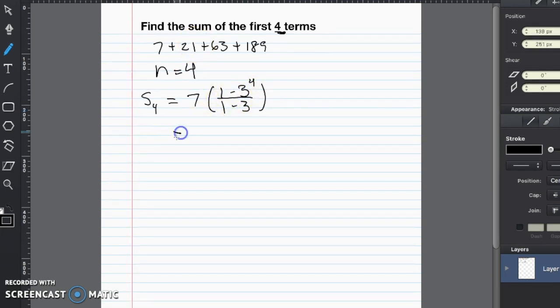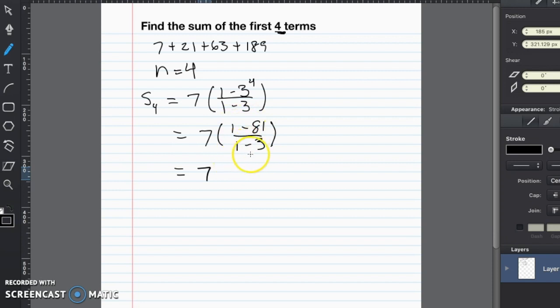Again, order of operations. So within here, I do my parentheses first. I take care of my exponents within there. So I go 7, that doesn't change. 1 minus 81, all over 1 minus 3. And you might be thinking, well, it looks like we have some negatives in there. And that's true. But the top is negative and the bottom is negative. So in the end, those things are going to end up canceling out.